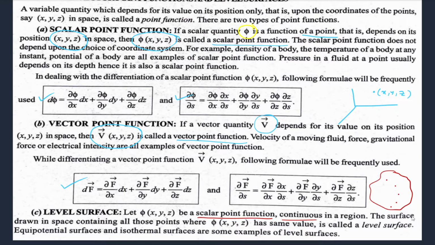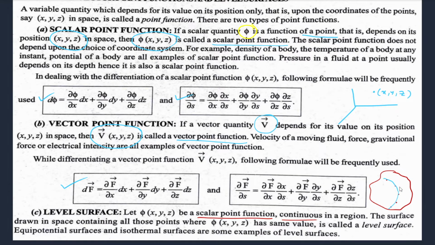Now the surface drawn in space containing all those points where phi of x comma y comma z has the same value, means see, I have given some dotted marks, right? So suppose at this particular point phi of x comma y comma z is k. Similarly, we find another point. At this point also phi of x comma y comma z equals k. So we take some points where phi of x comma y comma z is constant. Now if we join these points, then we will get a surface, and this particular surface is called level surface.